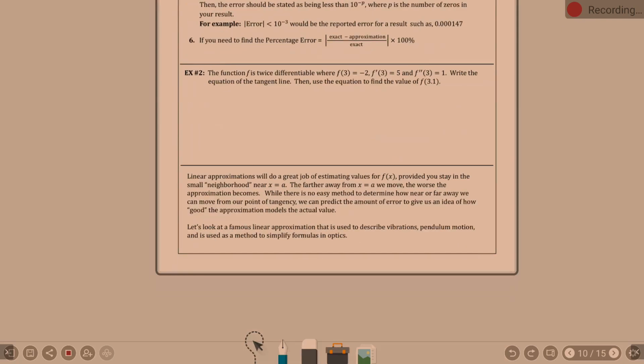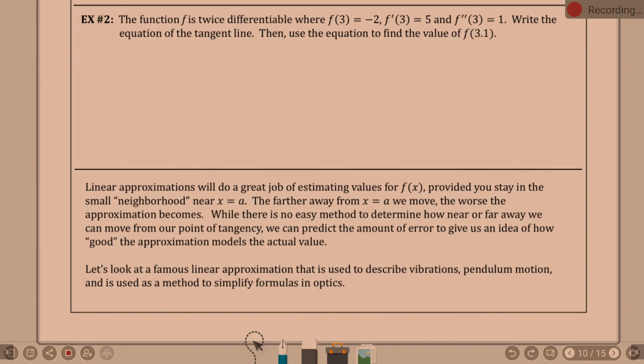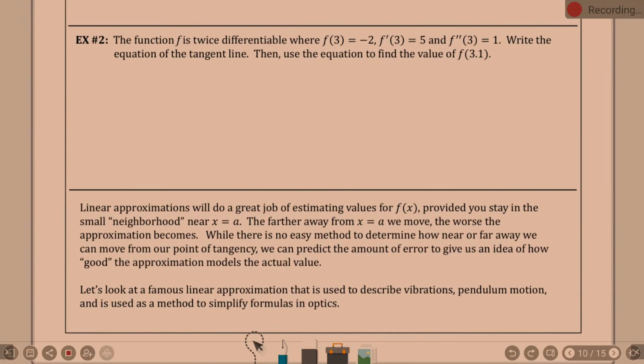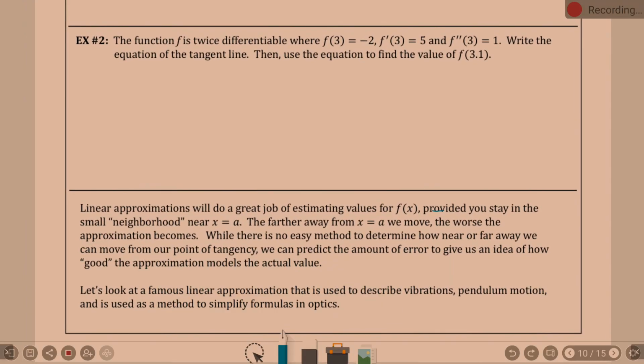Let's work on example 2. But let's get it so it's writable and readable. So example 2. The function f is twice differentiable. We're given that f of 3 is negative 2, f prime of 3 equals 5, and f double prime of 3 equals 1. Write the equation of the tangent line. Then use the equation to find the value of f of 3.1.